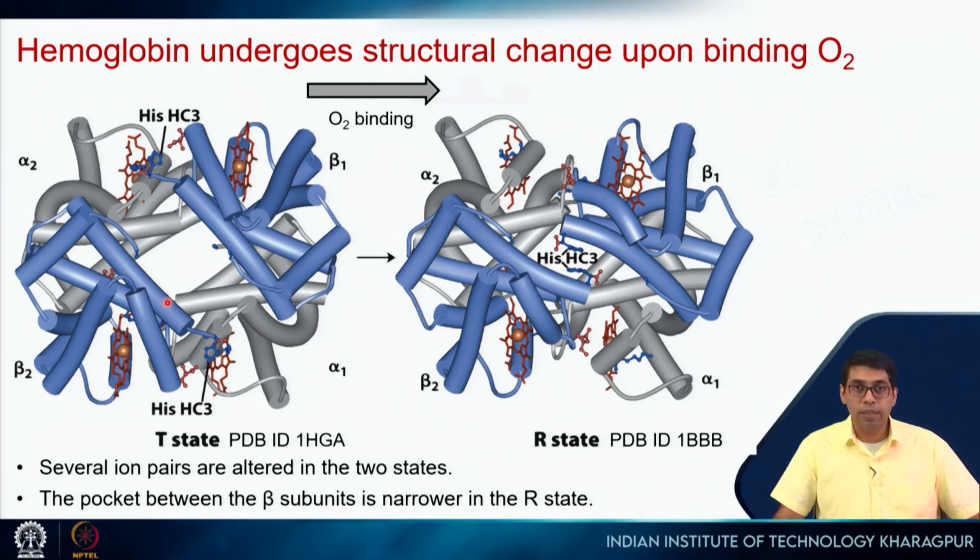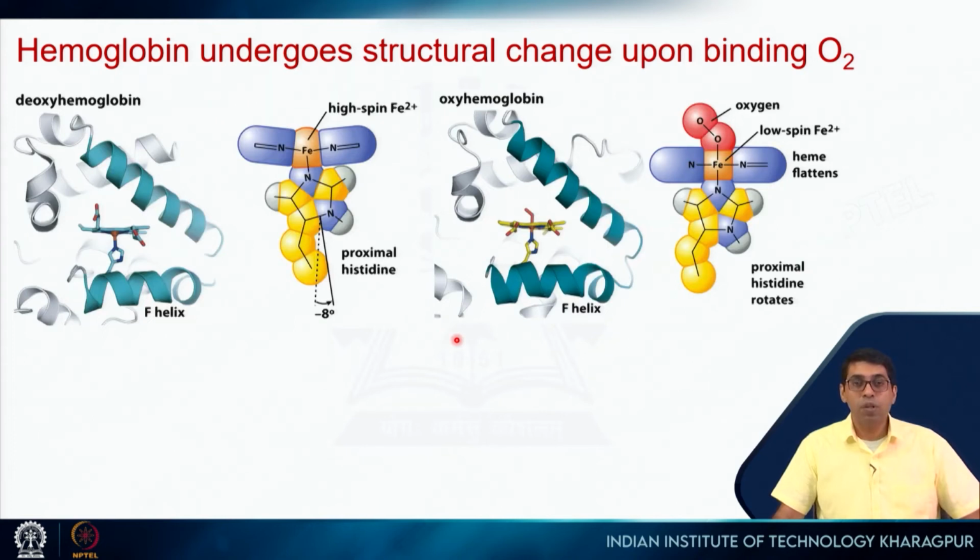Also you can see that this central portion is different, right. So structurally they are quite different, significantly different from each other. So how do we get this structural difference? It turns out that it is triggered by the binding of oxygen to the heme group. So in the absence of oxygen, this is the deoxyhemoglobin, the porphyrin ring looks like this.